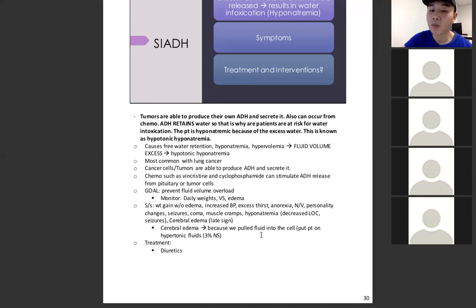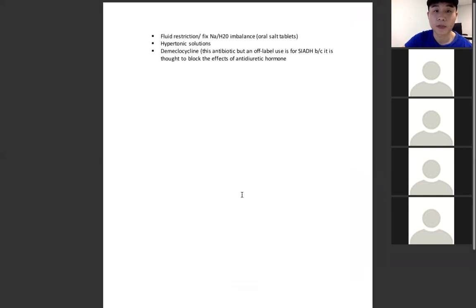Cerebral edema occurs because we pour fluid into the cell, so put the patient on hypertonic fluid. Treatment includes diuretics. We have to make sure that we restrict the fluid in this patient. We need to fix the sodium and water imbalances by giving them oral salt tablets. We give them hypertonic solutions. Demeclocycline is an antibiotic, but an off-label use for SIADH because it is thought to block the effect of antidiuretic hormone.